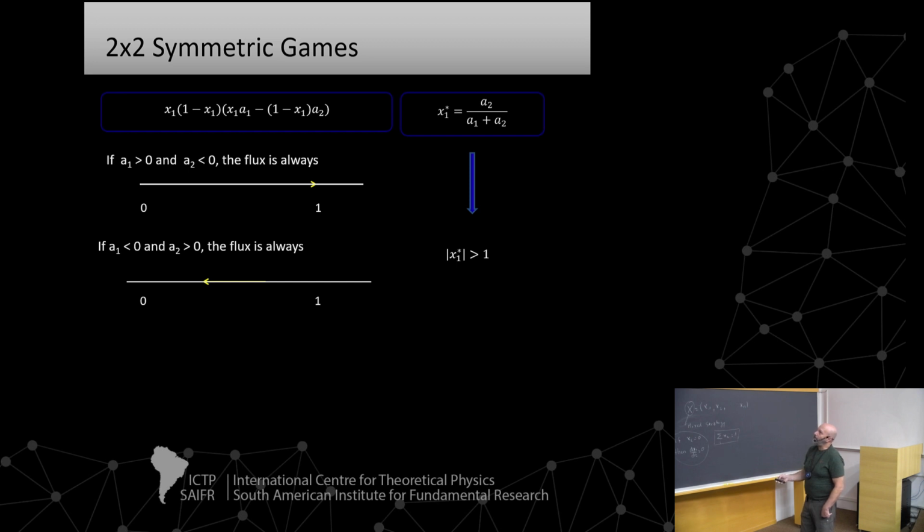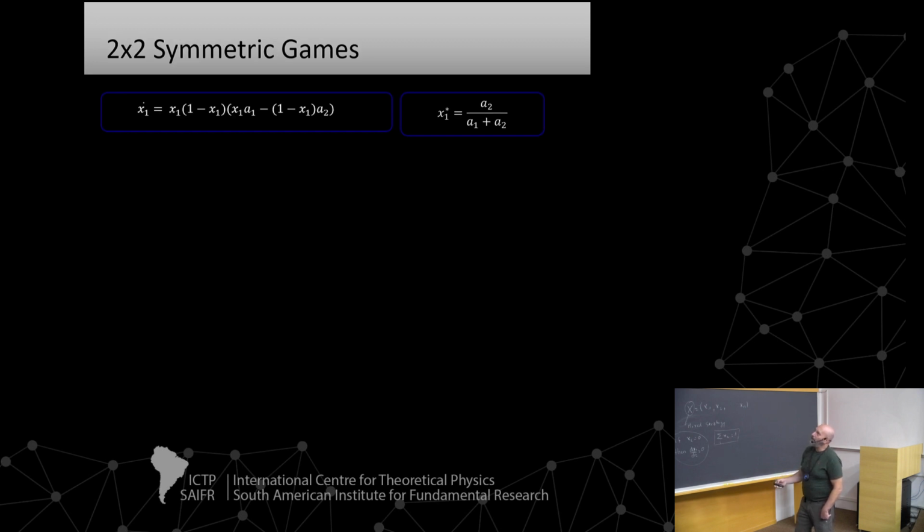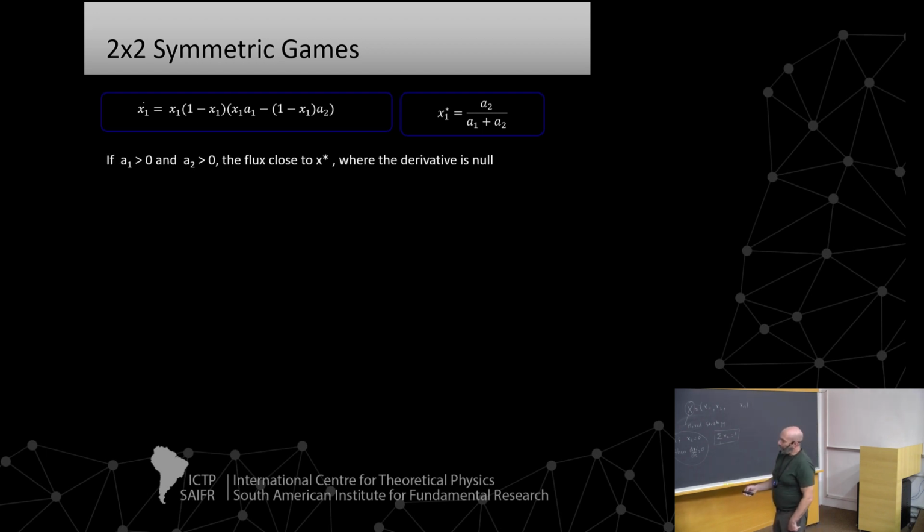Okay, well, this is something that I didn't mention. So suppose now that both A1 and A2 are greater than 0. If A1 and A2 are greater than 0, now we can find a value of x star that is in the middle between 0 and 1, because both of them are positive, so A1 plus A2 is greater than A2, so this number is less than 1, but always positive.